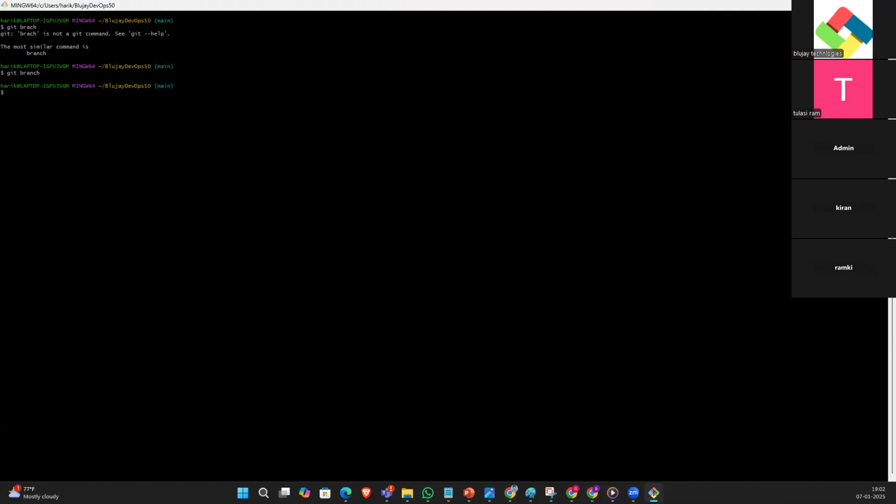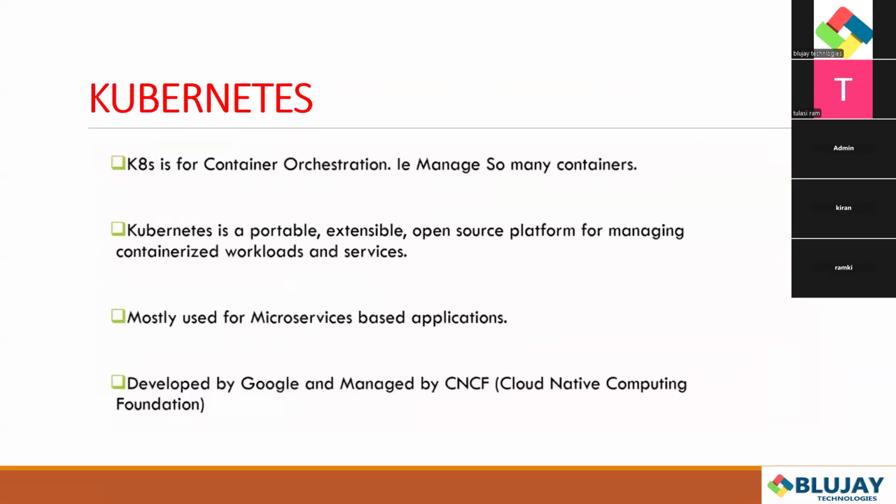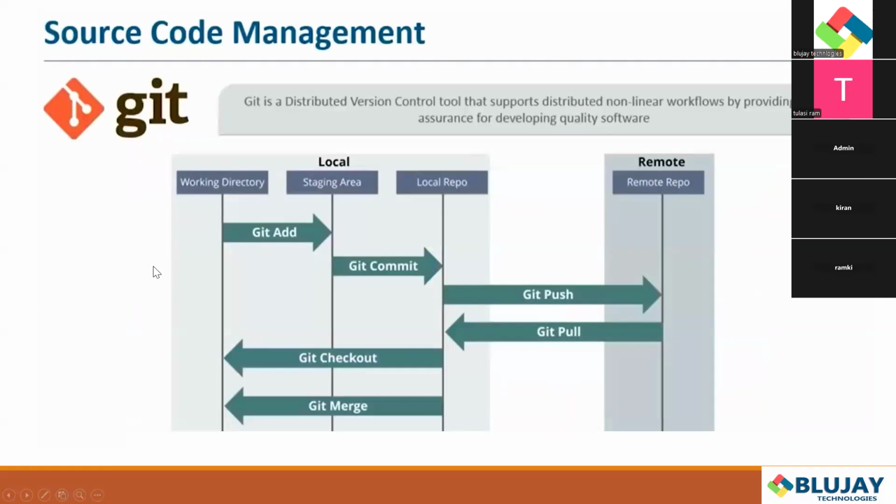So you want to create a file. For example, touch bluejtech.txt. Right? You created a file. This file is in the working directory only. Yes, so this file is in the working directory. You created a file with touch bluejtech.txt.